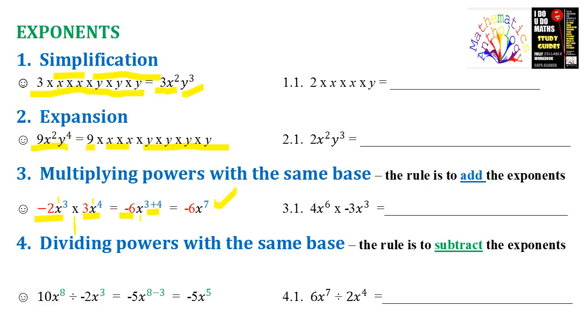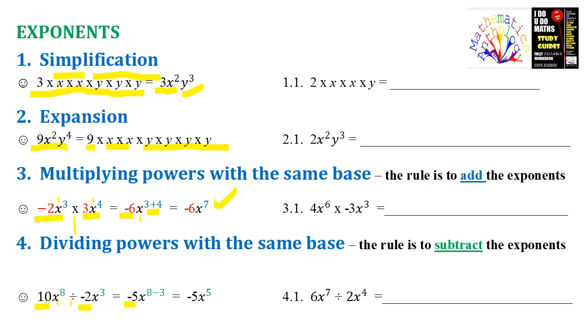Okay, when you are dividing powers with the same base, remember that the rule is to subtract the powers. So as long as your bases are the same, you can subtract the powers when dividing. My coefficient here is 10. It's 10x to the power 8 divided by negative 2x to the power 3. So 10, my coefficient here, divided by negative 2, my coefficient here, will give me negative 5.